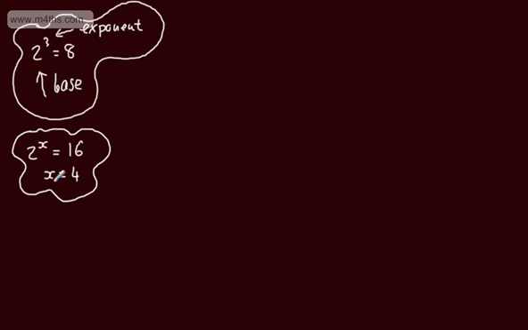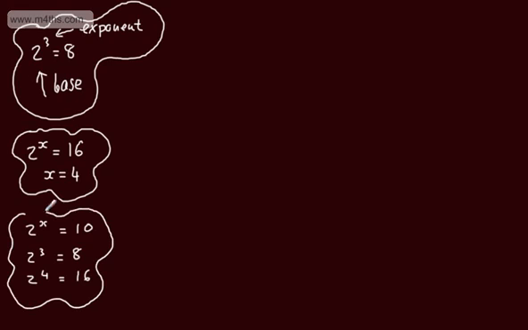What happens though if we wanted to solve the equation 2 to the x is equal to 10? Well, I know that 2 to the power of 3 is equal to 8. I know that 2 to the power of 4 is equal to 16. So, the value of x will be somewhere between 3 and 4. At the moment though, we can't give an accurate answer for that value of x. This is where we use logarithms, or logs for short.